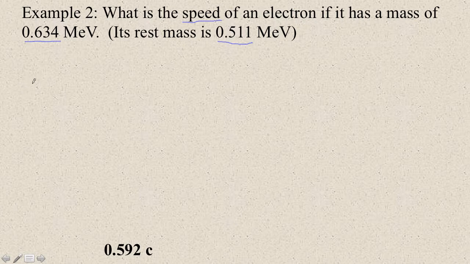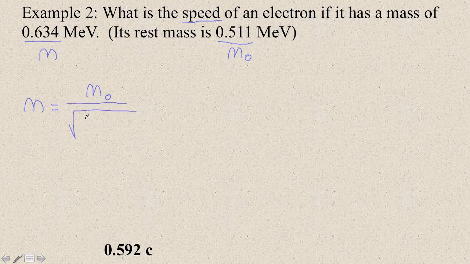So this is our dilated mass. This is our rest mass. Moving mass, rest mass. The formula is simply dilated mass is rest mass or proper mass over the square root of 1 minus v squared over c squared. Now I'm going to solve this without putting the numbers in, because when you solve it, you end up with a very beautiful thing that you'll never forget.